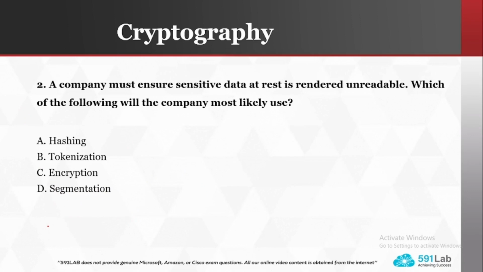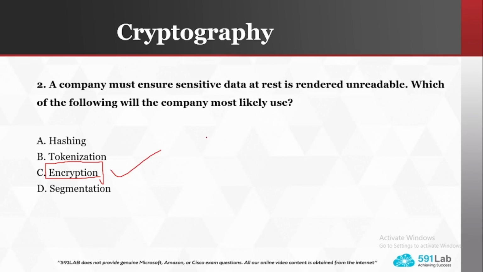The second question is about cryptography. A company must ensure sensitive data at rest is rendered unreadable. Which one of the following will the company most likely use? A. Hashing, B. Tokenization, C. Encryption, D. Segmentation. The answer to this is encryption. Encryption is the correct answer.